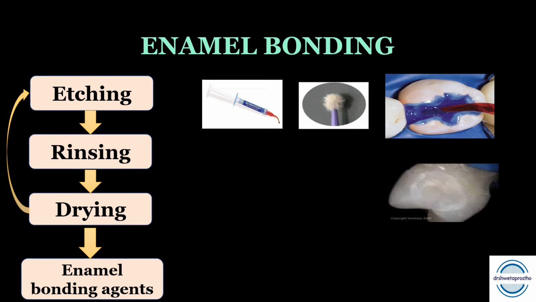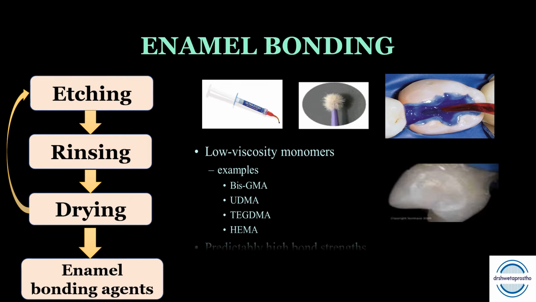They are hydrophobic resins. They are low viscosity monomers which contain bis-GMA, UDMA, TEG-DMA, HEMA. Okay, as the enamel can be kept dry, these hydrophobic resins work well when they are confined only to the enamel. They give a good, predictable, high bond strength of around 20 megapascals.